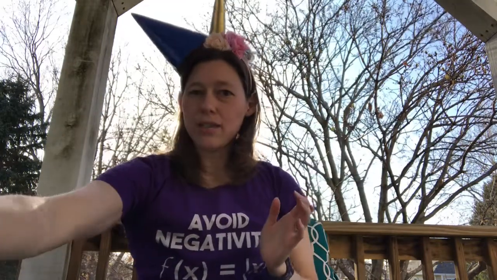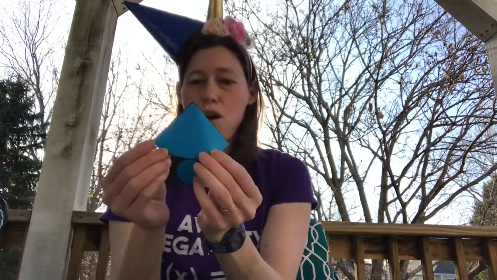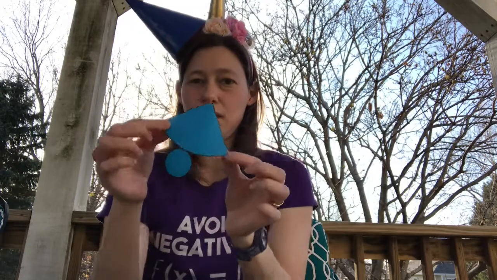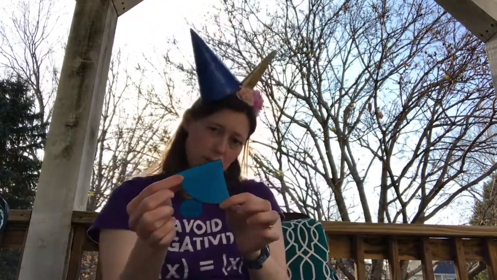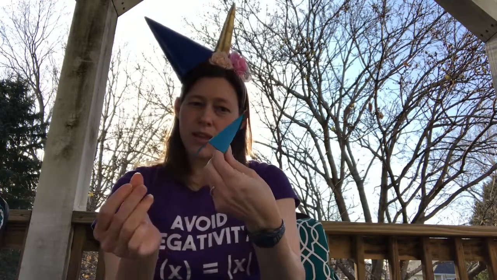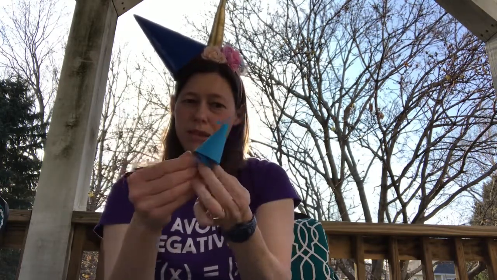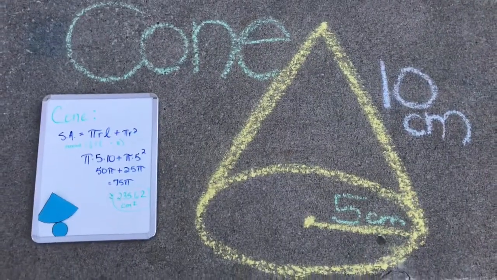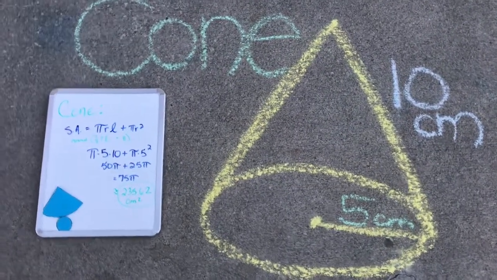All right, so you look at the net of the cone. We've got this curvy little piece. Do you see my cones? Then we've got that part that you curl up and then the base. So again, just two pieces. And that brings us to our final calculation, the cone.